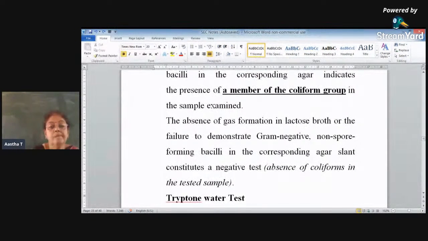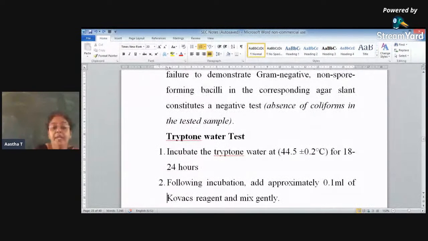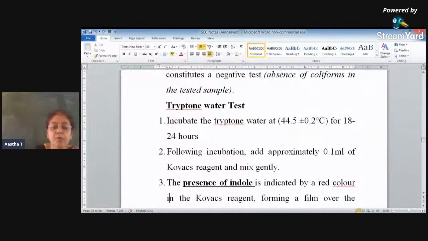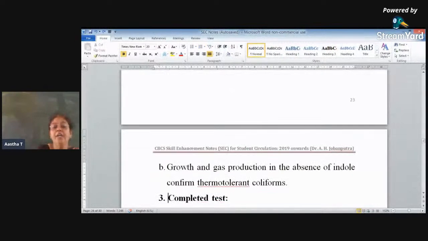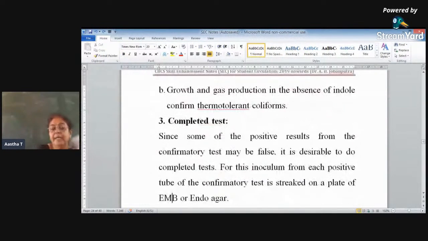If there is no gas formation, there is no gram negative organism, then the test is negative. In tryptone water, we inoculate it with the sample from the positive tubes, incubate it, and next day you add Kovacs reagent from the sides of the tube. A formation of a cherry red ring will indicate that the indole test is positive, and the indole test is positive for Escherichia coli. That will indicate the presence of Escherichia coli. If the indole test is negative, then there is no coliform present and the water is safe.